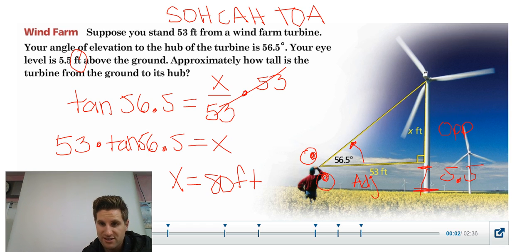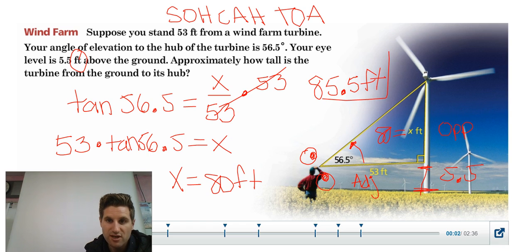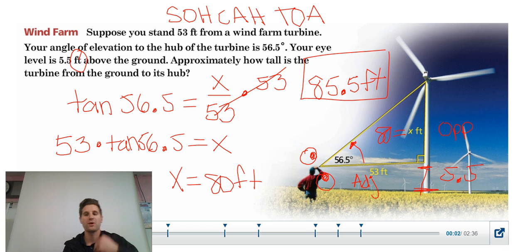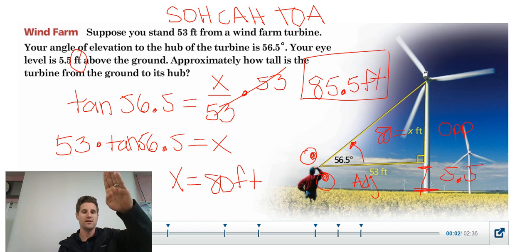Well, we found x to be about 80. So that means 80 plus 5.5 is our final answer. So how tall is it? It's going to be about 85.5 feet. So we have to use the context to get our final answer here. x was 80, but we had to include that this guy's about 5.5 feet tall up to his eyeballs when he was looking straight out, and then he elevated it up.